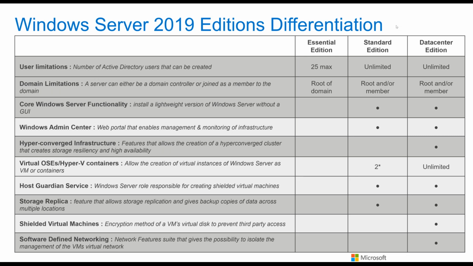Looking at the Standard Edition, the number of users and devices are unlimited, and they are counted instead as CALs. So you will have to purchase for both Standard Edition and Data Center Editions the CALs, client access licenses, for each user or device that has access. That is not the case with Essential, where you don't need CALs.